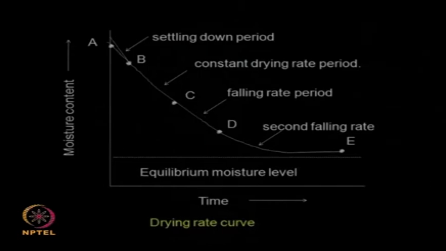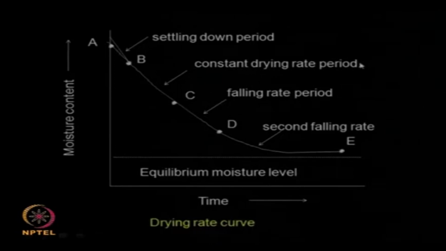So if you look at the drying rate curve, that is x axis is time, y axis is the moisture content. Initially you take a wet solid and leave it in an air atmosphere. Initially we call it the settling period, so some drying takes place. After that, for a long time the rate of drying is constant, that is called the constant drying rate period.